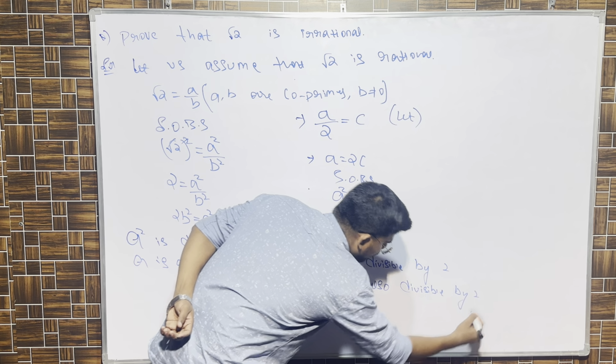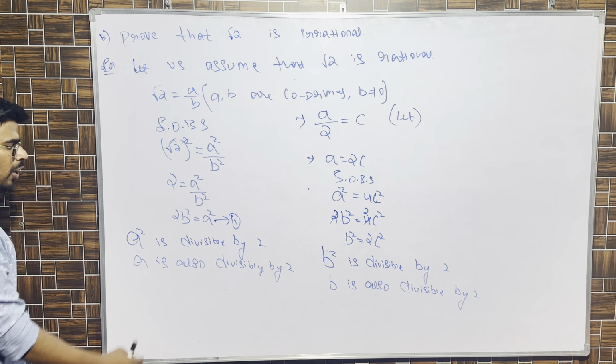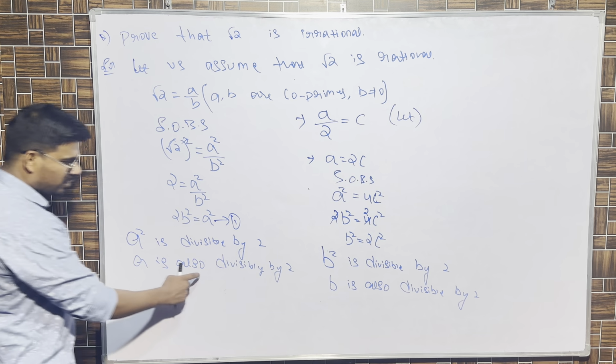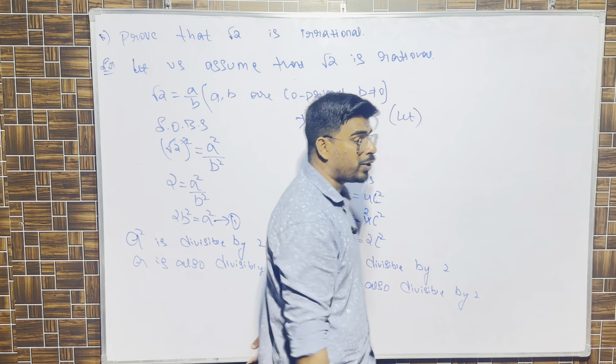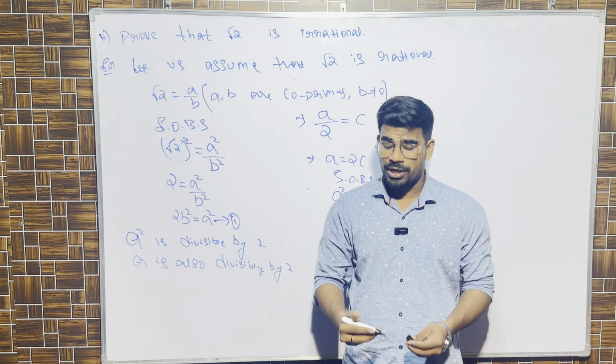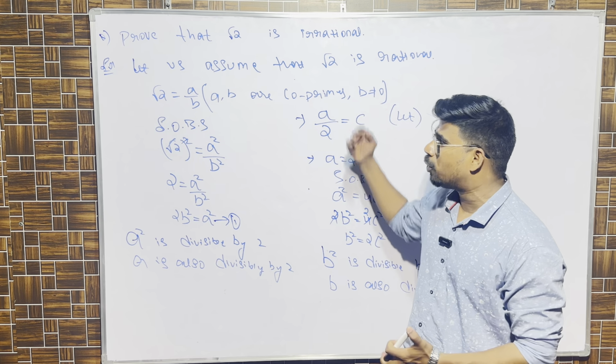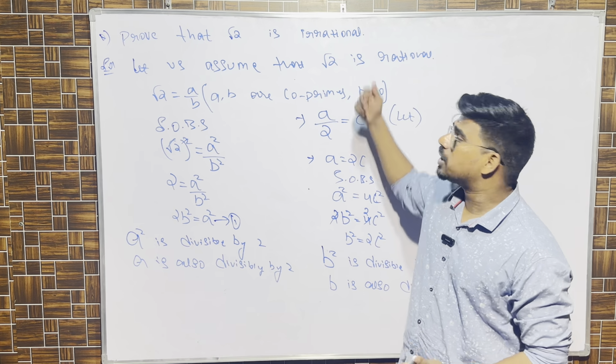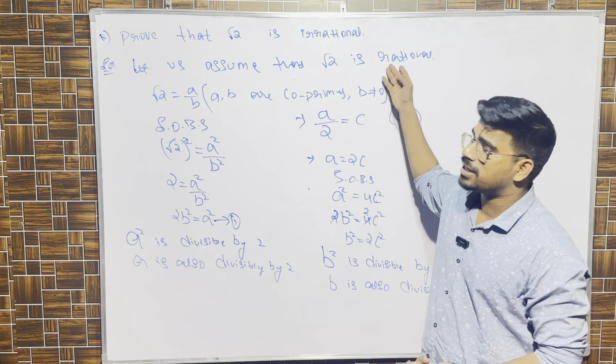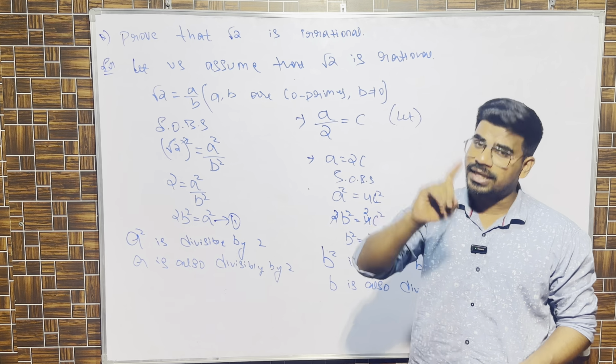If b square is divisible by 2, b is also divisible by 2. Now look at these two statements alone. A is divisible by 2, b is also divisible by 2, which means a and b both are divisible by 2. If they both are divisible by 2, are they co-primes? No. That means our assumption is wrong. What was our assumption? We considered that they are rational. That is wrong, which means it is irrational.